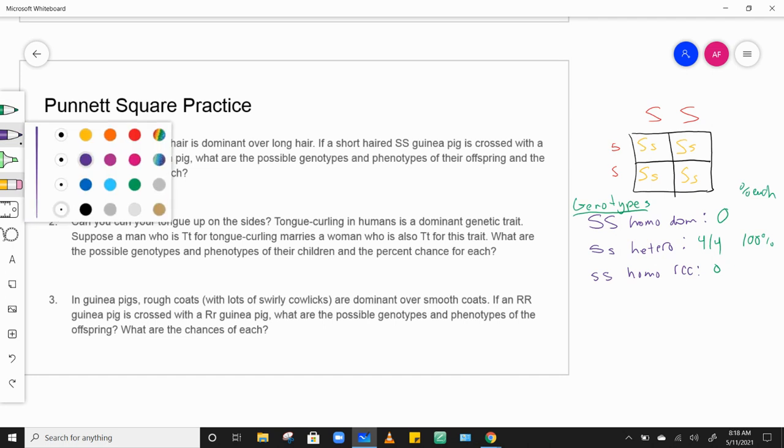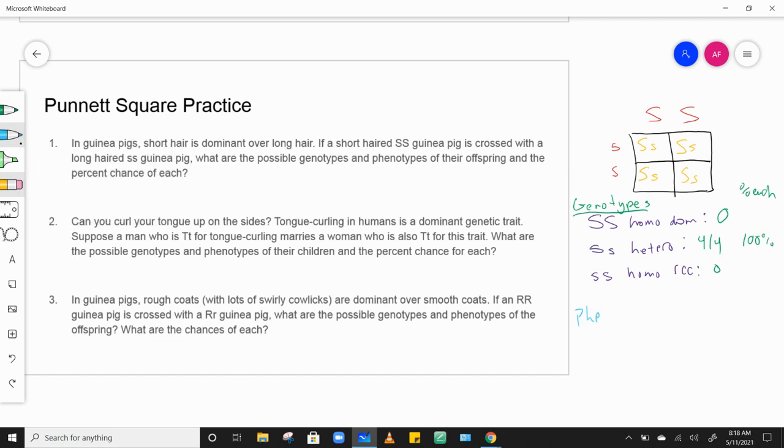For the phenotypes, there's only really 2 phenotypes we could have here. Okay, we could have short hair, or we could have long hair. Okay, and it says here that the short hair is dominant. So since we have capital S, little s, all of them are like that. They're all going to have short hair, 100%. So 4 are going to have short hair, or 100%. And 0 or 0% are going to have long hair for the phenotypes.